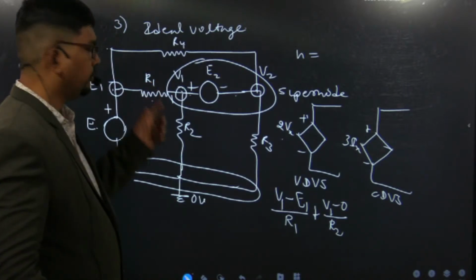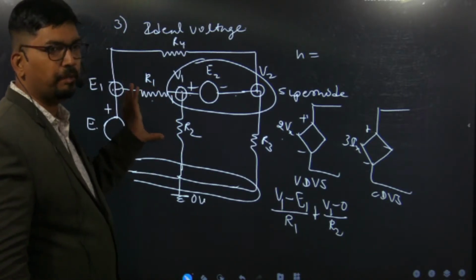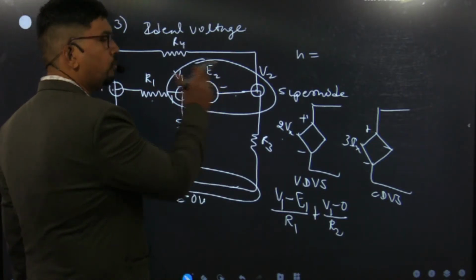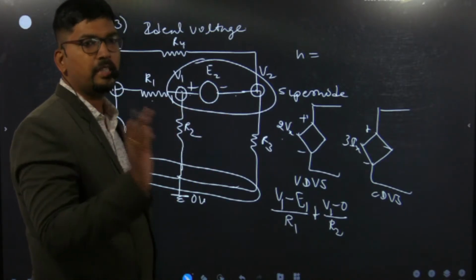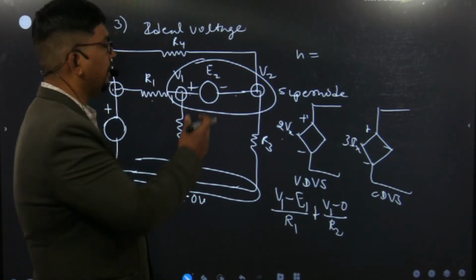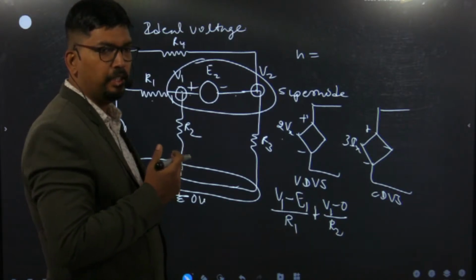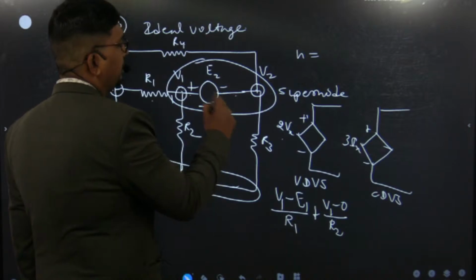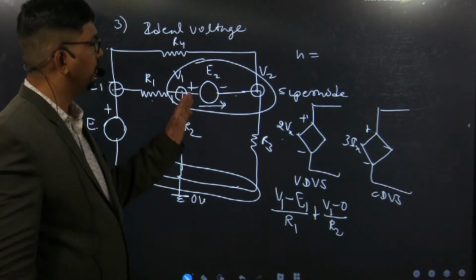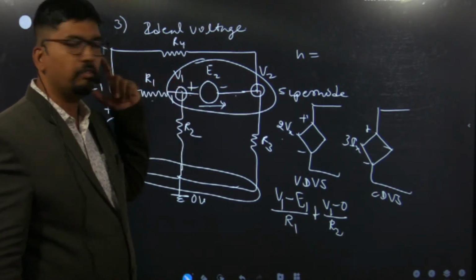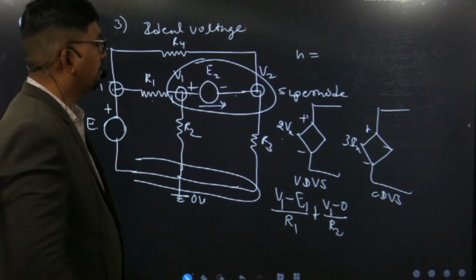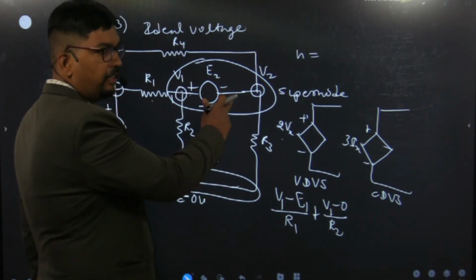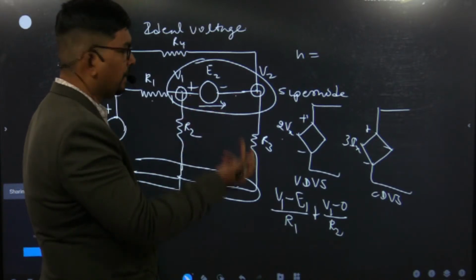Now in these two branches the current we can easily determine, but the problem is this E2 branch, because there is no resistance present in the circuit. Then the question is how we will determine the current in E2. What will be the direction of the current in E2? That will be this, from V1 to V2, because we assume V1 will be higher potential, but there is no resistance present here. So how will we determine this current?